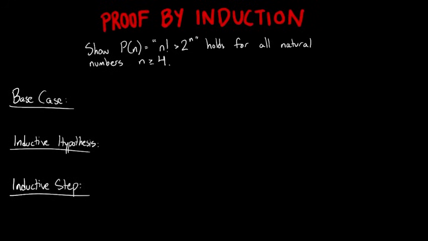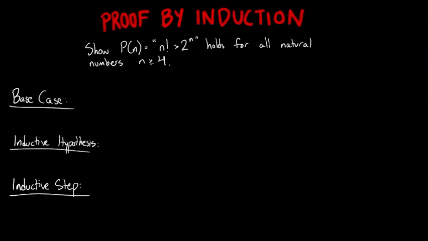Hi everyone, today we're going to be doing a proof by induction, and the statement that we're going to be proving today is that n factorial is greater than 2 to the n for all natural numbers greater than or equal to 4. So the first step that we take in any inductive proof is to start off with our base case. And in this case, our base case is going to be when n equals 4.